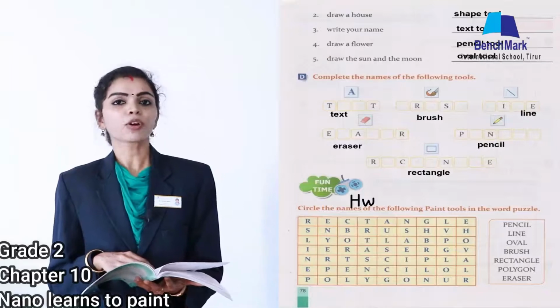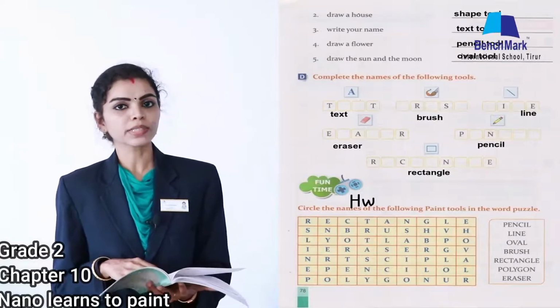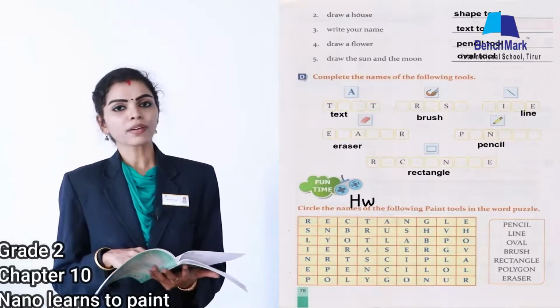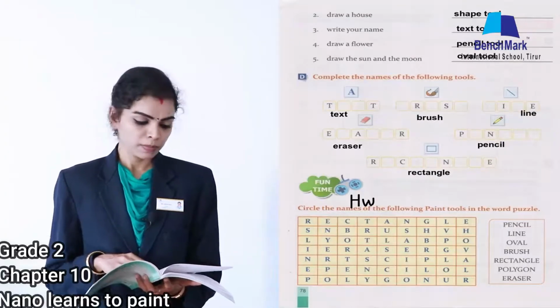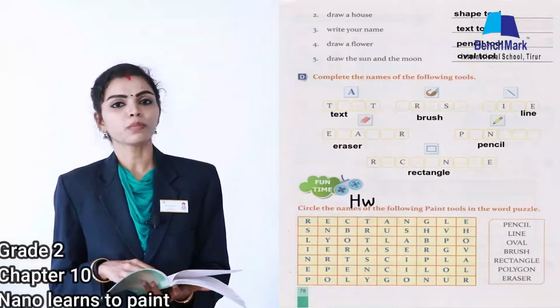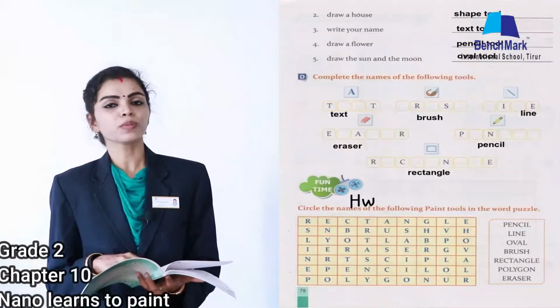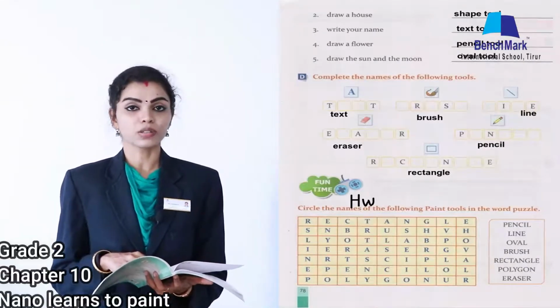Write your name. For writing your name, which tool we use? We use text tool. For drawing a flower, which tool we use? We can use pencil tool. For drawing a sun and moon, which tool we use? We can use circle tool. Okay.